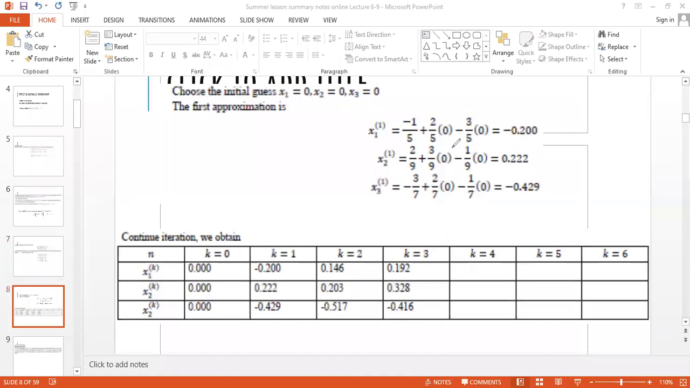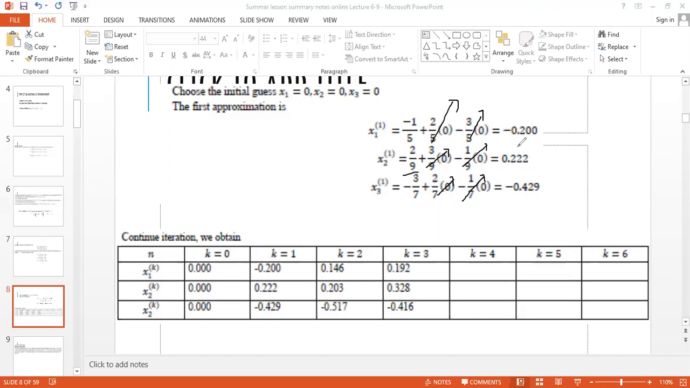So this is what you have. This quantity goes to 0, this also goes to 0, and we are left with minus 1 over 5, which is negative 0.2. Then similarly, this will also go to 0, and we are left with 2 over 9. Then we also have this as 0, which leaves negative 3 over 7, which gives you negative 0.429. So that will be the very first iteration.